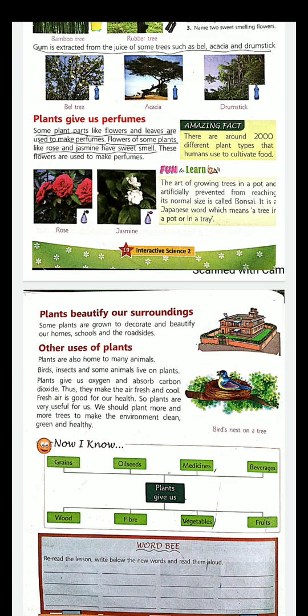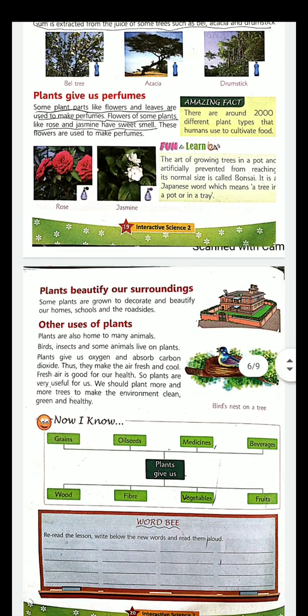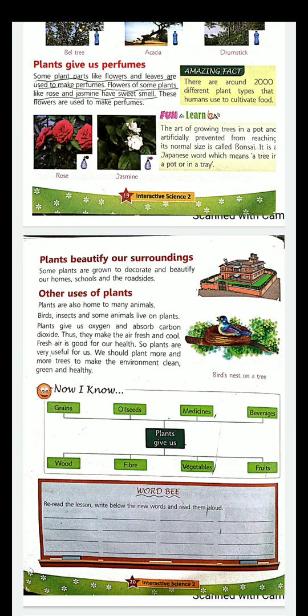Okay, so what all do plants give us? Plants give us grain, oil, medicines, beverages, wood, fibers, vegetables and fruits.